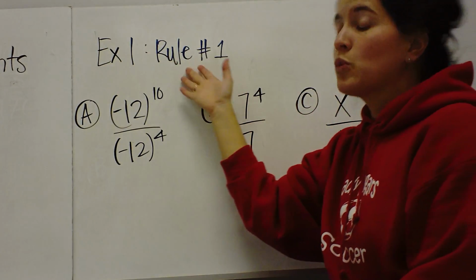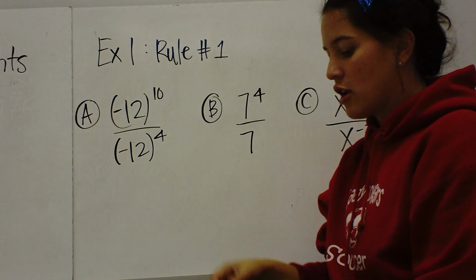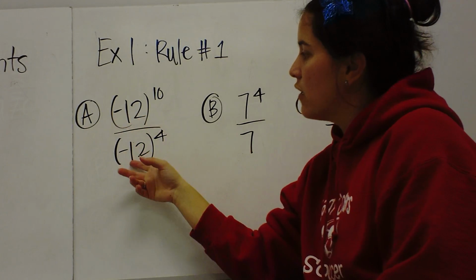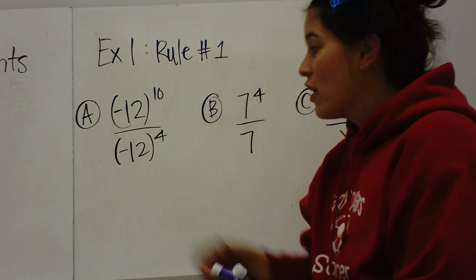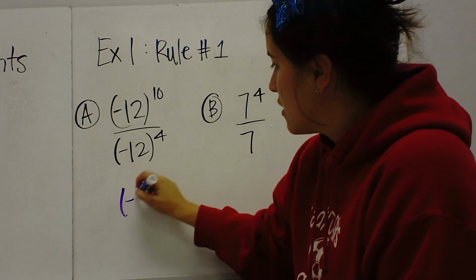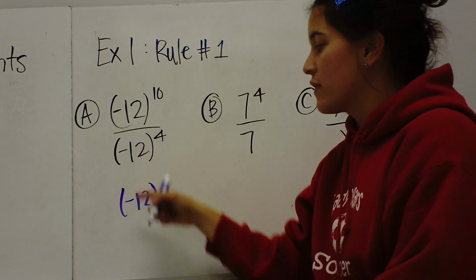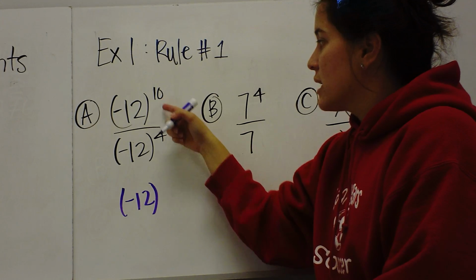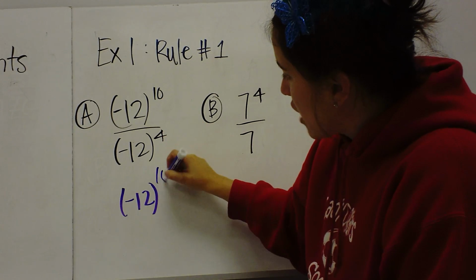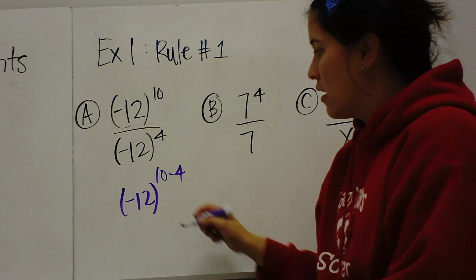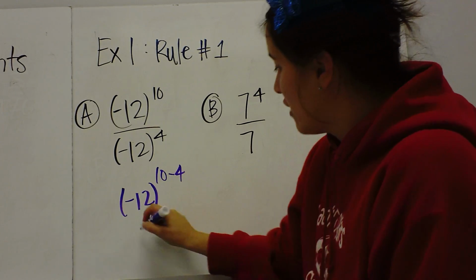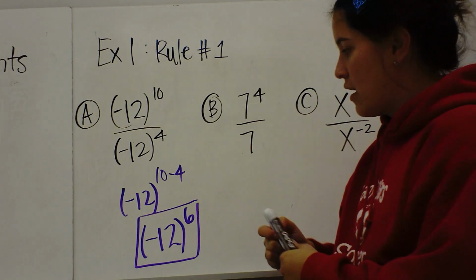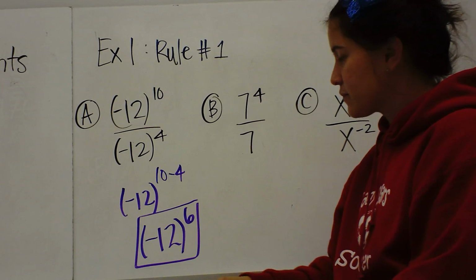Alright, so examples 1, these are rules, the first rule, rule number 1. So I'm going to show you about that subtracting exponents. Notice in A we have -12, -12. That's the same base. So your base comes down, -12. If it's in parentheses, I'm going to keep it in parentheses. And then my exponents are 10 and 4, so I'm going to subtract 10 minus 4, which is 6. So my final answer is -12 to the 6th power.